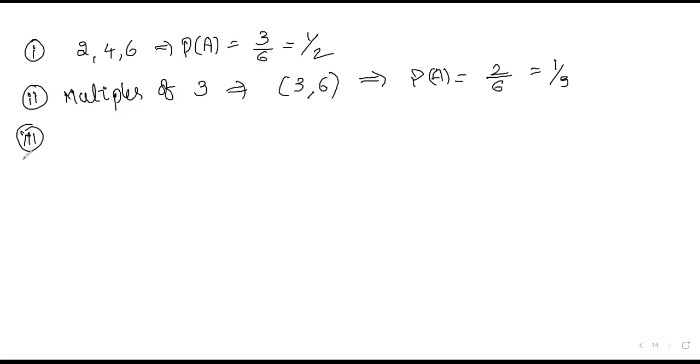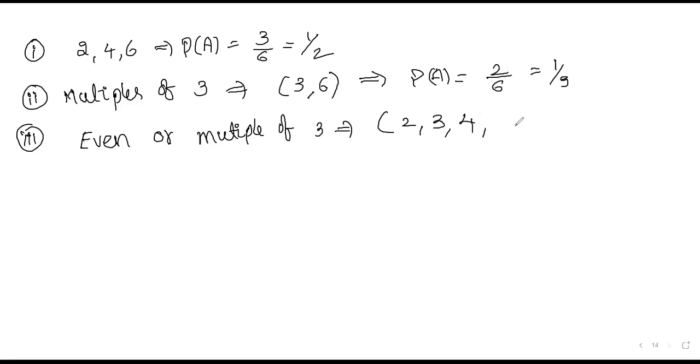Then question number 3. What he is saying, question number 3. An event which is an even number or a multiple of 3. So first an even number, even or multiple of 3. Combinedly I can write as 2 is an even number and 3 is a multiple of 3. 4 is an even number and 6 is a multiple of 3.